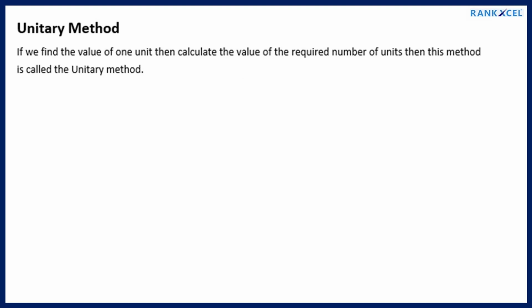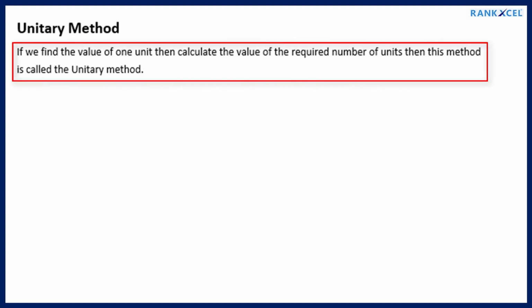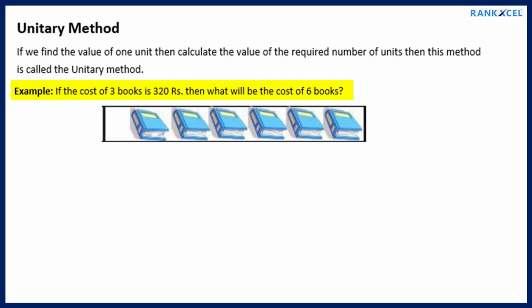Unitary method. If we find the value of one unit, then calculate the value of the required number of units, then this method is called the unitary method. Example 1. If the cost of 3 books is 320, then what will be the cost of 6 books?